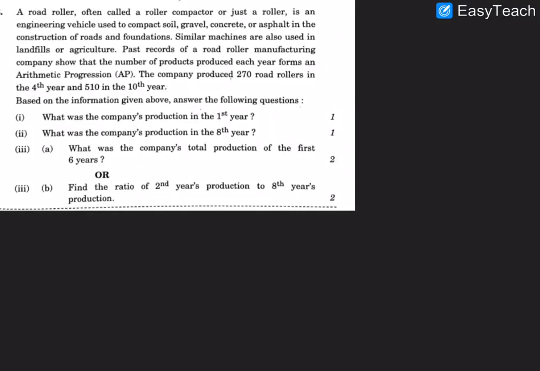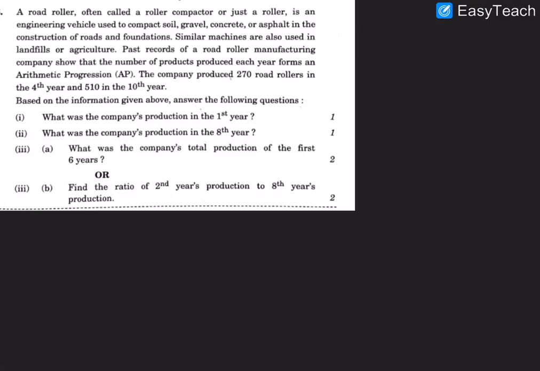A road roller, often called a roller compactor or just a roller, is an engineering vehicle used to compact soil, gravel, concrete or asphalt in the construction of roads and foundations. So there is a company of the road roller which manufactures it and shows that the number of products produced each year forms an AP.